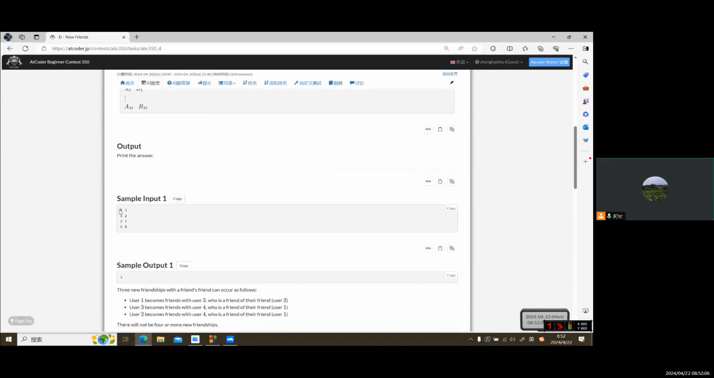Okay, we can see the first sample. 4 people: the first person, the second person, the third person, and the fourth person. The first relationship is between 1 and 2. So the first 2 people are friends, and the second is 2 and 3. The second person and the third person are friends, and finally 1 and 4.